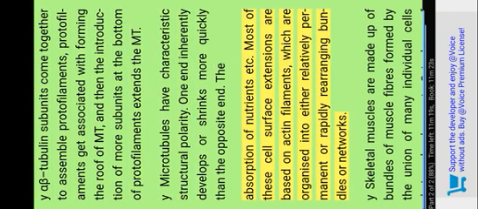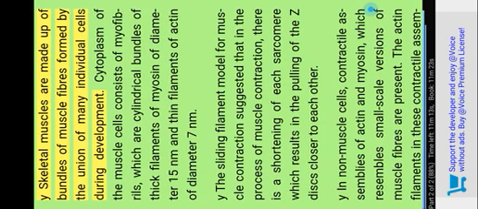Absorption of nutrients, etc. Most of these cell surface extensions are based on actin filaments, which are organized into either relatively permanent or rapidly rearranging bundles or networks. Skeletal muscles are made up of bundles of muscle fibers formed by the union of many individual cells during development.